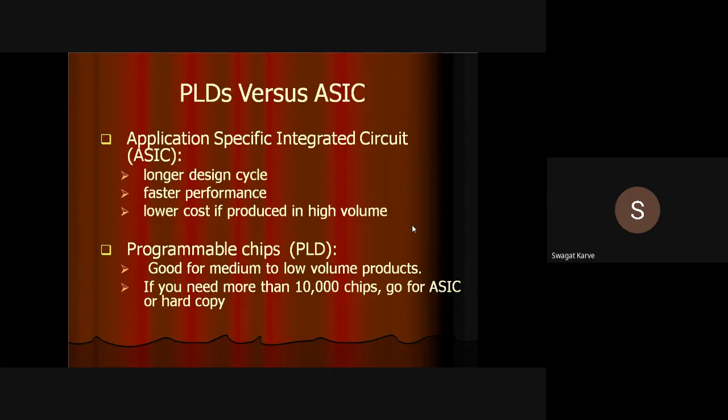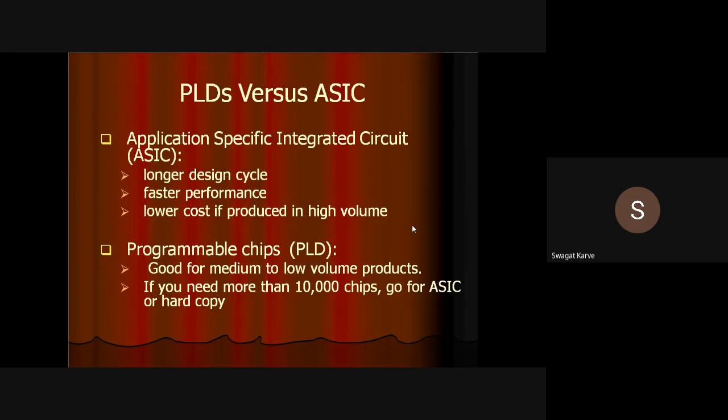Okay, that means if you want that particular IC more than 10,000 chips, then it will always be better to go for that application specific rather than a general purpose. Okay, though it is used for medium to low volume product, but if you want to produce that in bulk quantity, you have to go for the ASIC. No matter, it will take the longer design cycle, but once you have completed the design cycle, it will always give faster performance and low cost because you have specified that IC for that purpose only.